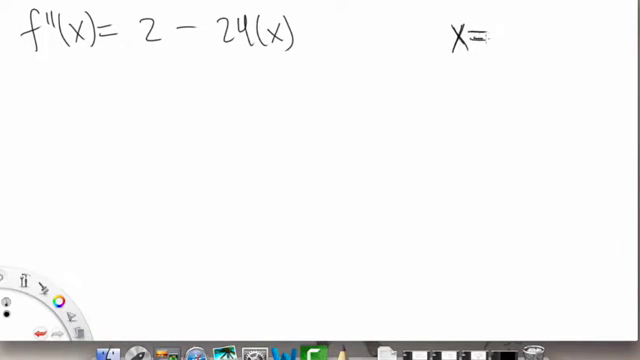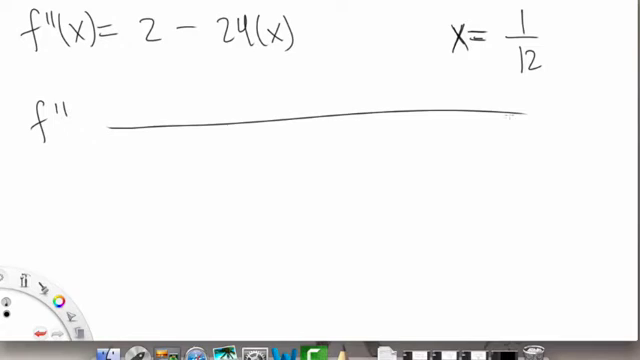Okay, so now let's do a refresher on our second derivative. Our second derivative was equal to 2 minus 24 times x. I don't know why I put parentheses around the x, but we're just going to go with it. Our critical point for the second derivative was 1 over 12. So let's form our sign analysis here. Let's set that up, so we have 1 over 12 going on.